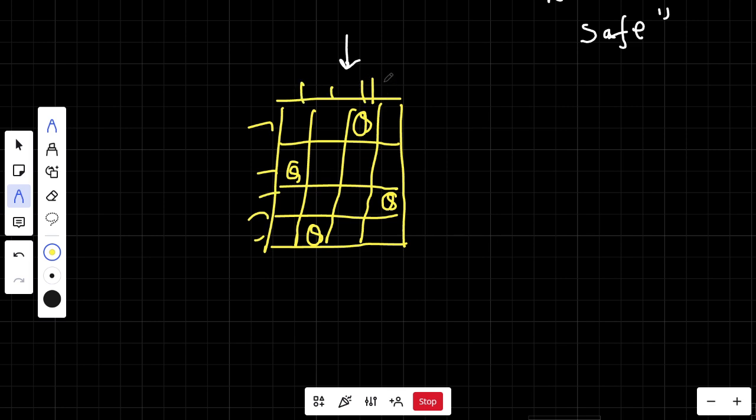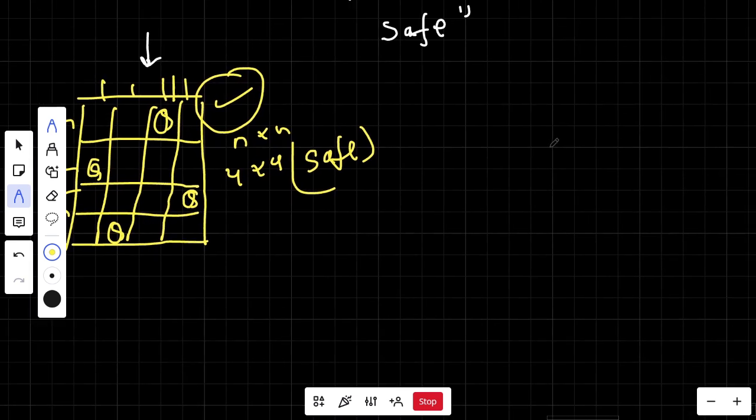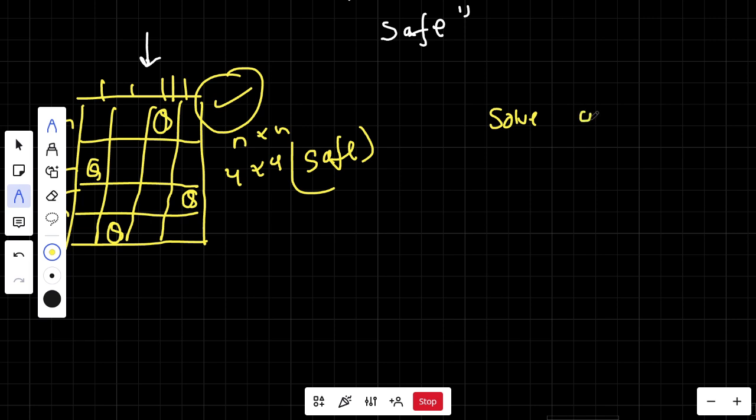All the columns contain at least one queen is satisfied. So you can see in this n cross n, or 4 cross 4, it is satisfying all possible conditions. So this is one possible condition which is fulfilled, and I can say this is safe as well. I have to return the coordinates and the position of the possible values. So how am I going to solve this? I am going to solve this using recursion. So how do recursion and backtracking actually work?